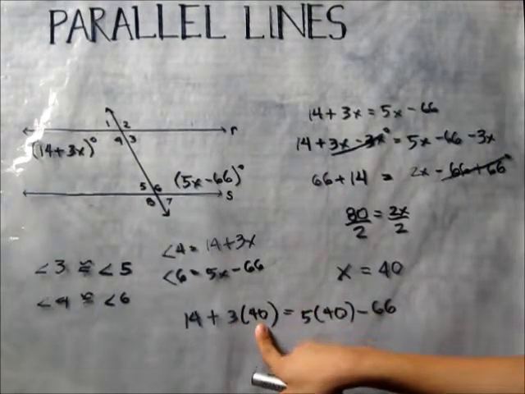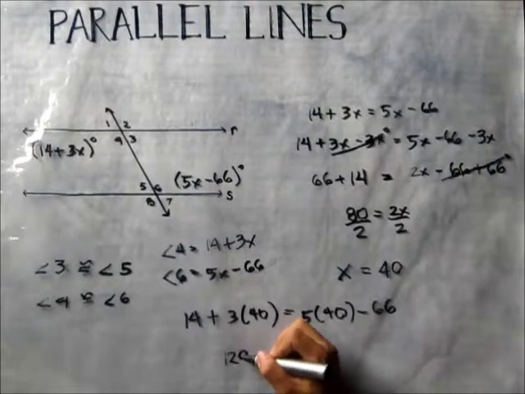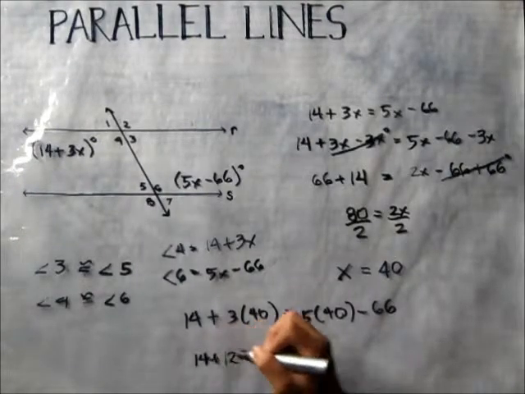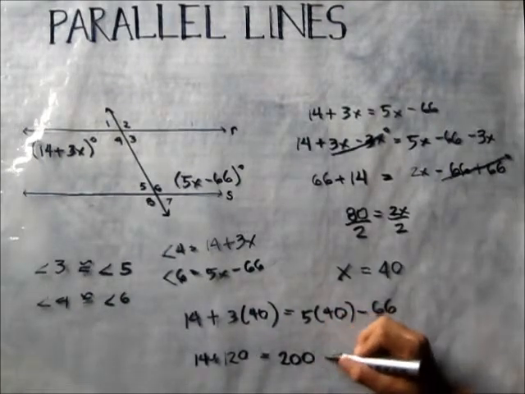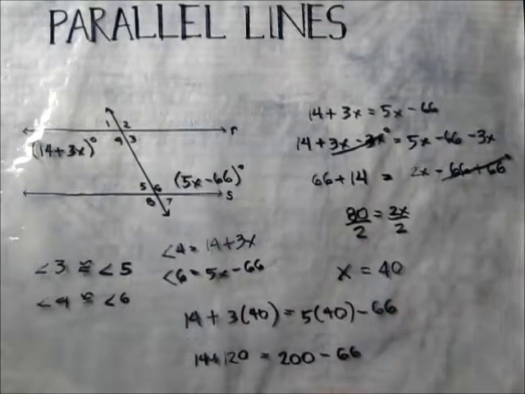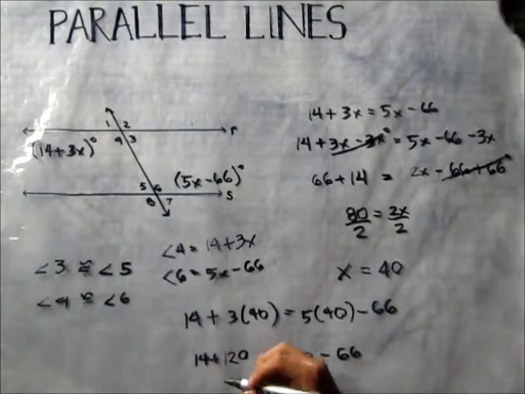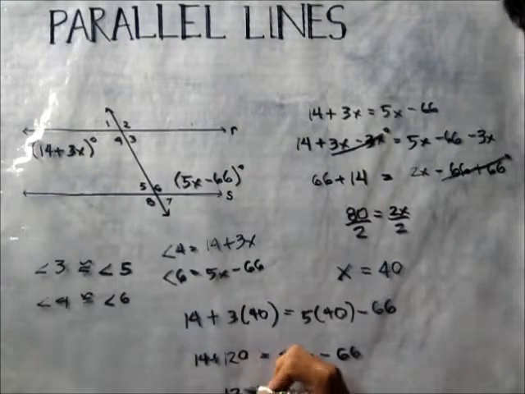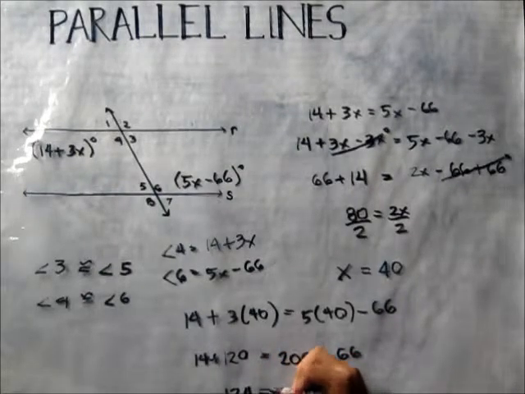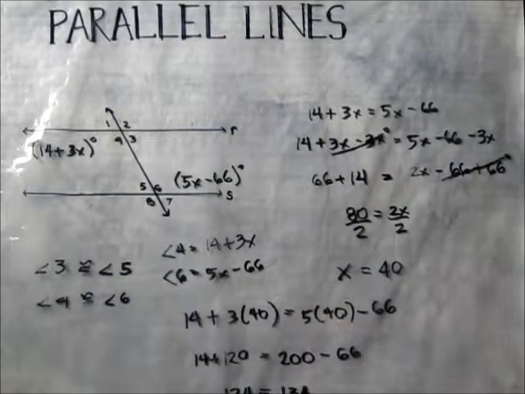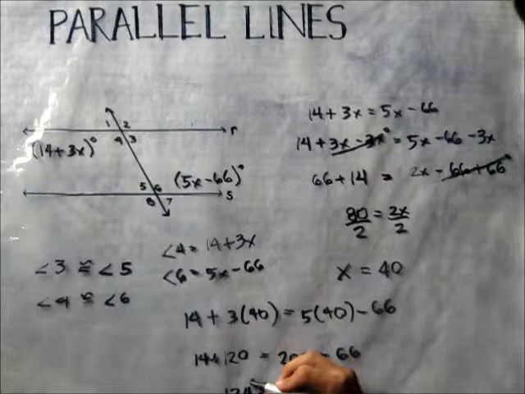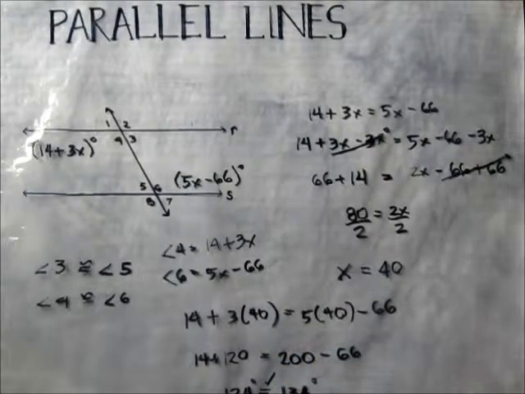3 times 40 is equal to 120. And 5 times 40 is equal to 200. 14 plus 120 is equal to 134. And 200 minus 66 is equal to 134. Therefore, angle 4 and angle 6 are equal. Now we can say that angle 4 and angle 6 are congruent angles.